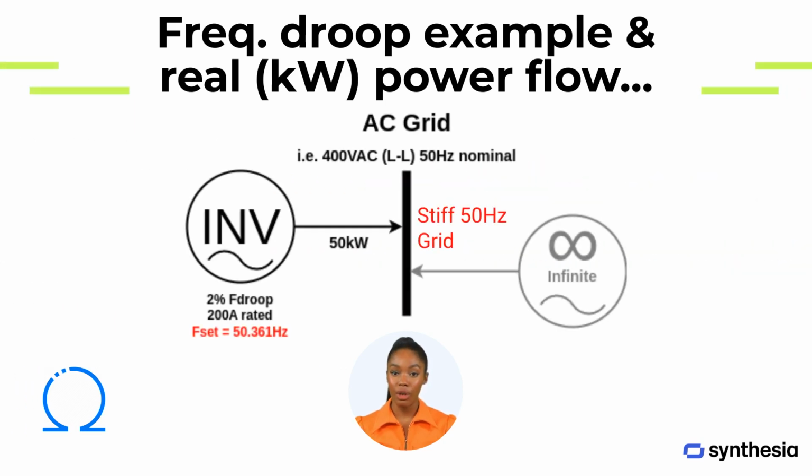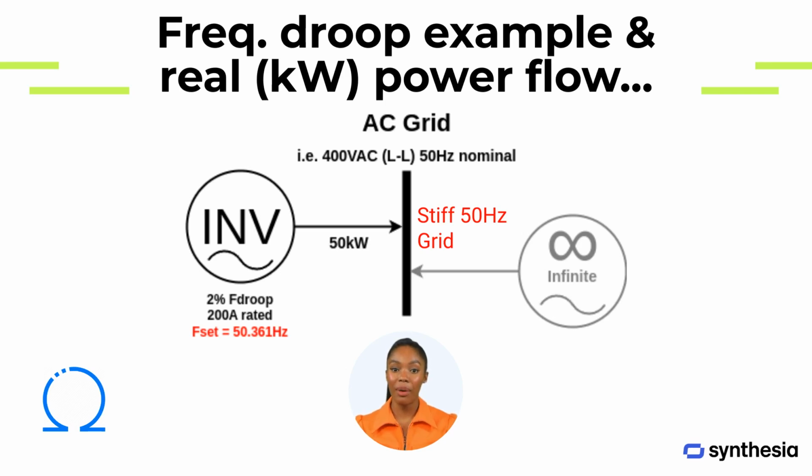Looking at the generator Droop response in a different light, when the generator is connected to a stiff grid, or a parallel isochronous source, or an effectively infinitely backed grid, like a national grid, the power transfer from the generator to the grid can be controlled by adjusting the frequency setpoint.